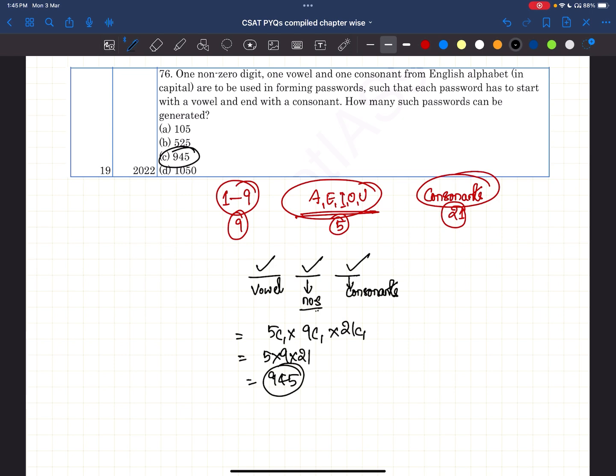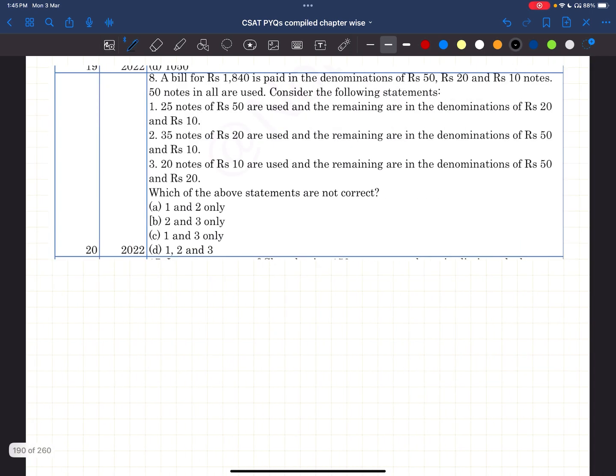Let's go to the next question. A bill for 1840 is paid in denominations of 50, 20 and 10 notes. 50 notes in all are used. Consider the following statements. 25 notes of rupees 50 are used and the remaining are in denominations of 20 and 10. 35 notes of 20 rupees are used and the remaining are in denominations 50 and 10. 20 notes of 10 rupees are used and the remaining are in denominations 50 and 20. Which of the following is not correct?